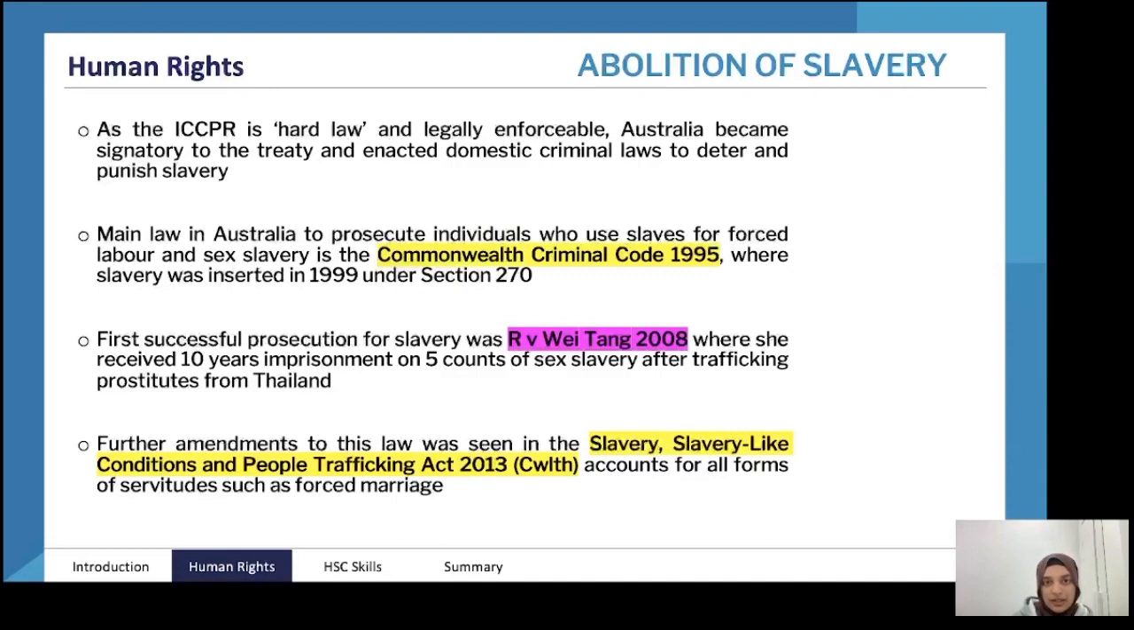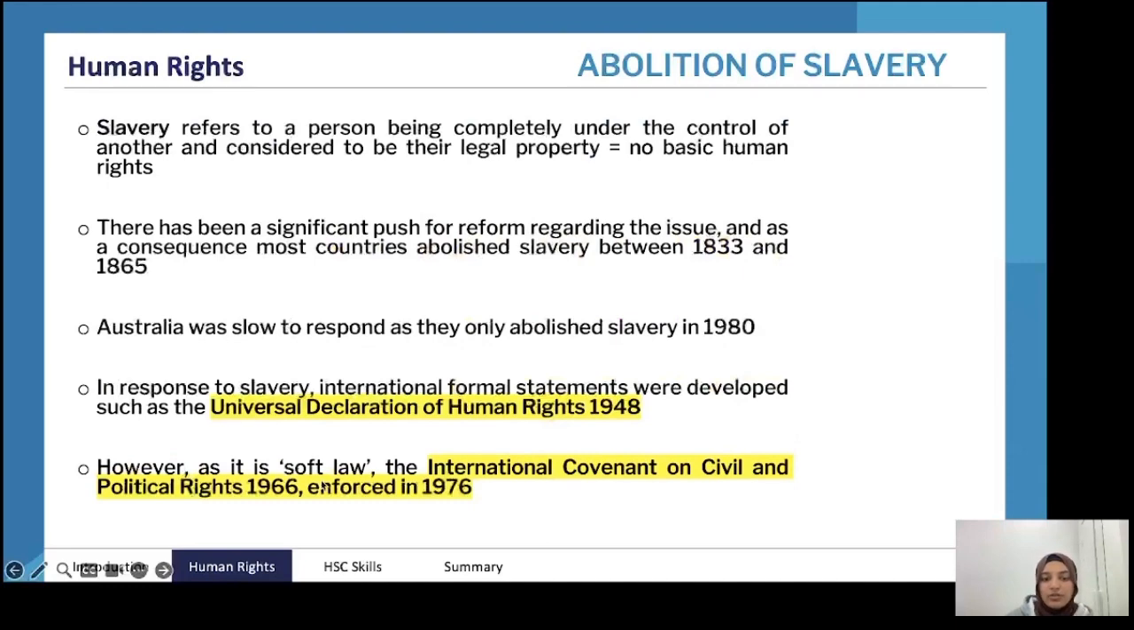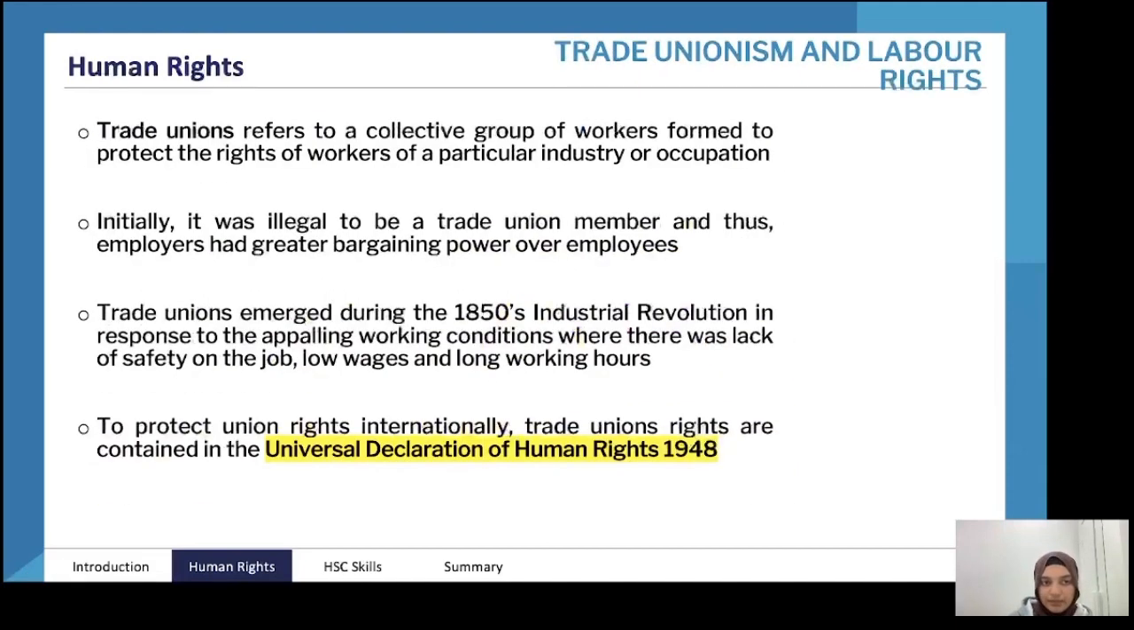It definitely does. So further amendments to this law were seen in the Slavery-like Conditions and People Trafficking Act as well, 2013 Commonwealth. So this Commonwealth just means essentially this idea that it applies across the country, federal compared to NSW. So that essentially concludes the slavery aspect of the syllabus. We'll now move on to the second one, which is trade unionism and labour rights.